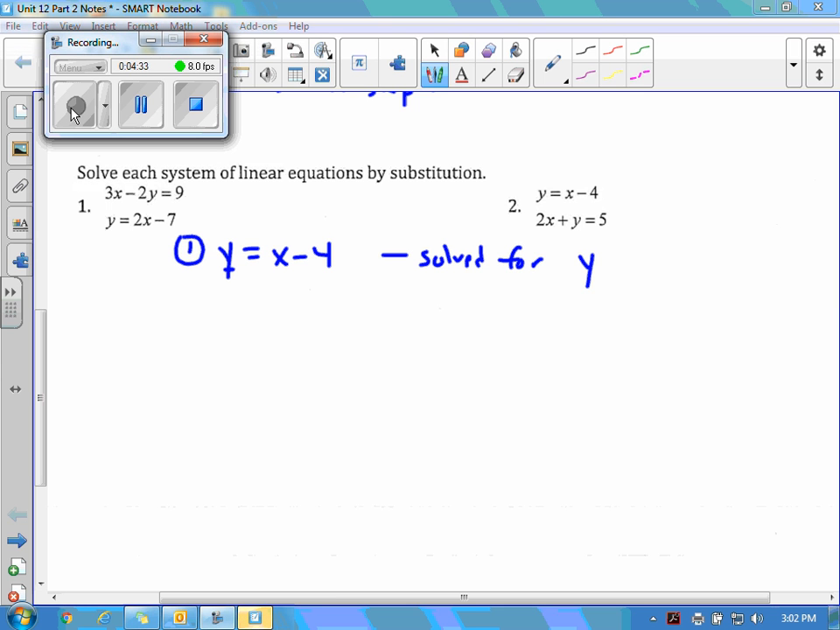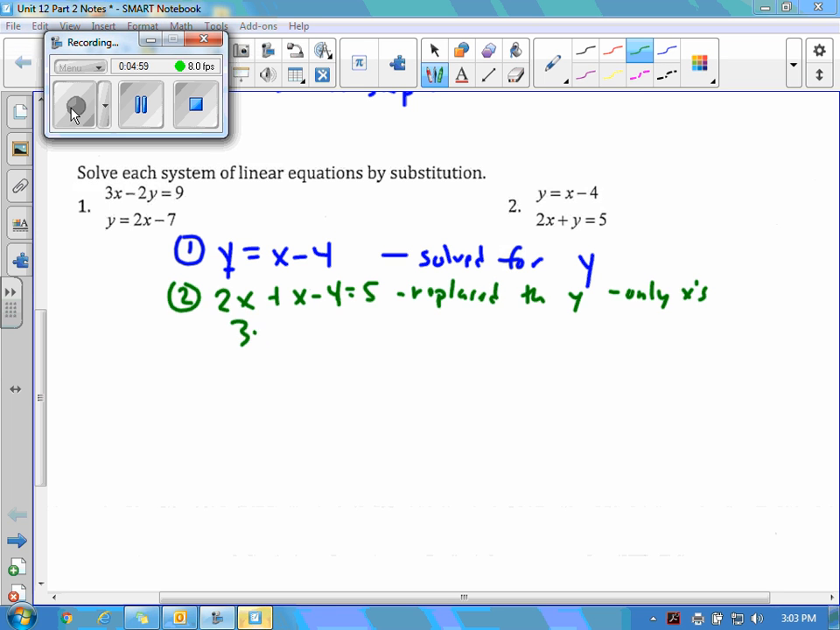Y is by itself. So step 2 is to take that expression and plug it into the other equation. So I'm going to replace the y with x minus 4. So I substituted or replaced the y. I only have x in here. So now I can solve for x. So 2x plus x is 3x. Add 4 to both sides. I get 3x equals 9. And divide by 3. I get x equals 3.